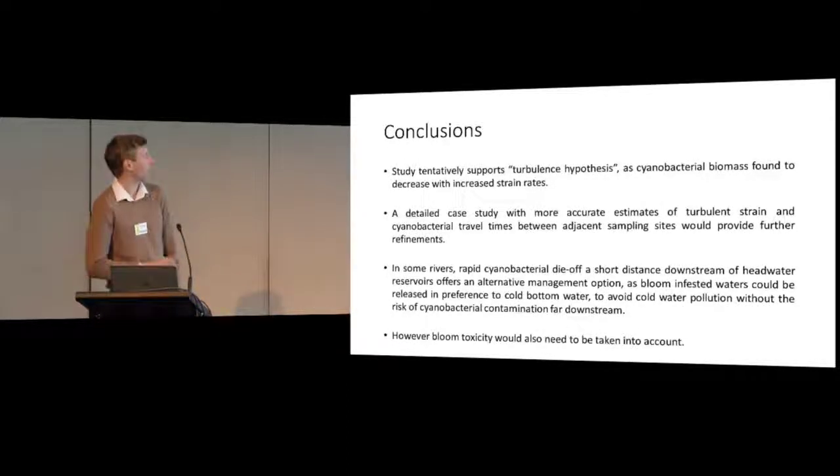In terms of conclusions, we're very, very tentatively saying it supports the turbulence hypothesis for some species, not others. In terms of improving the study, looking at what's happening between the two gauging stations and how the geomorphology changes along the length of the river are all important things. In some rivers, for some species, the die-off may be enough that you could consider this as part of a management plan, if you want to take water from the top of a dam where the algae is more concentrated but you know it's going to die off. Then potentially that's an option to consider. I guess toxicity is important in that as well.